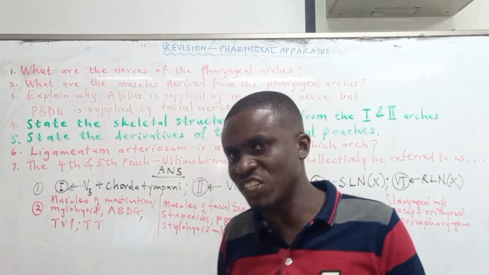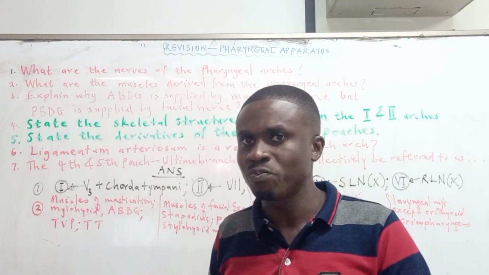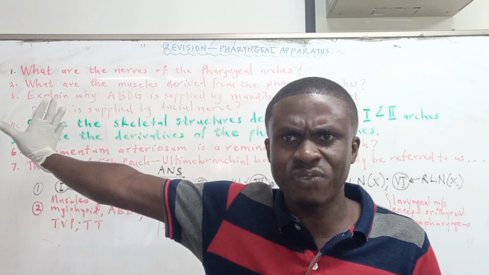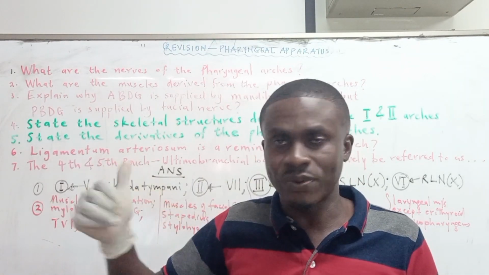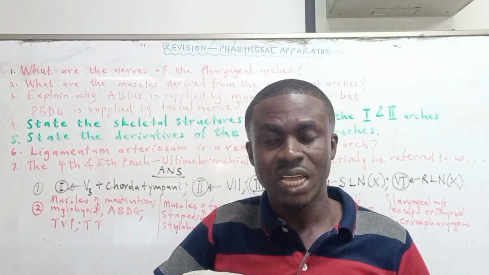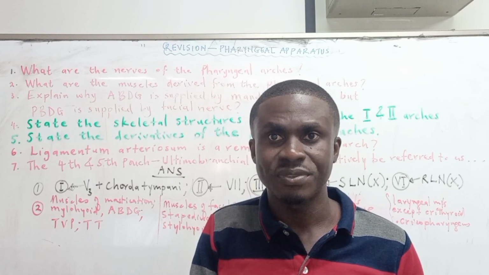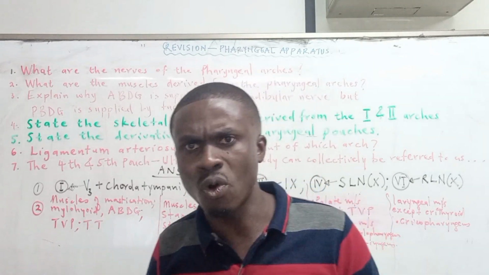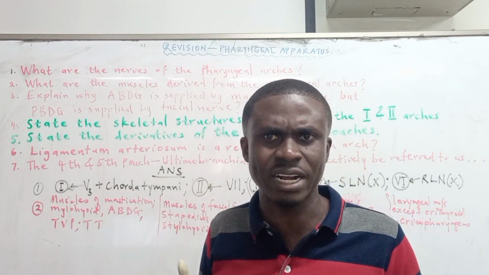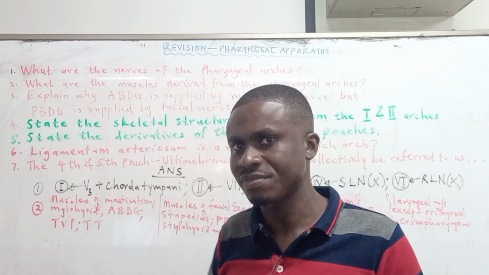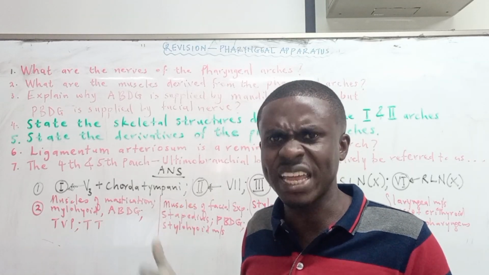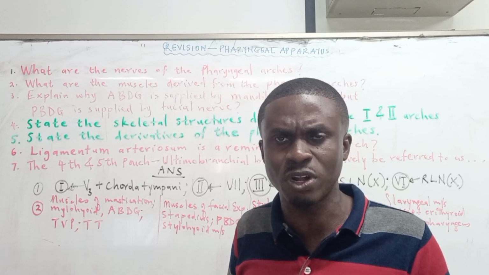However, for the second arch, we know that the first arch is also called the mandibular arch. The second arch, which is also called the hyoid arch, has a cartilage model, and that cartilage model is what we call Reichert's cartilage. Last week we mentioned all these things, just trying to do a quick recap. So Reichert's cartilage can give rise to certain things through endochondral ossification.